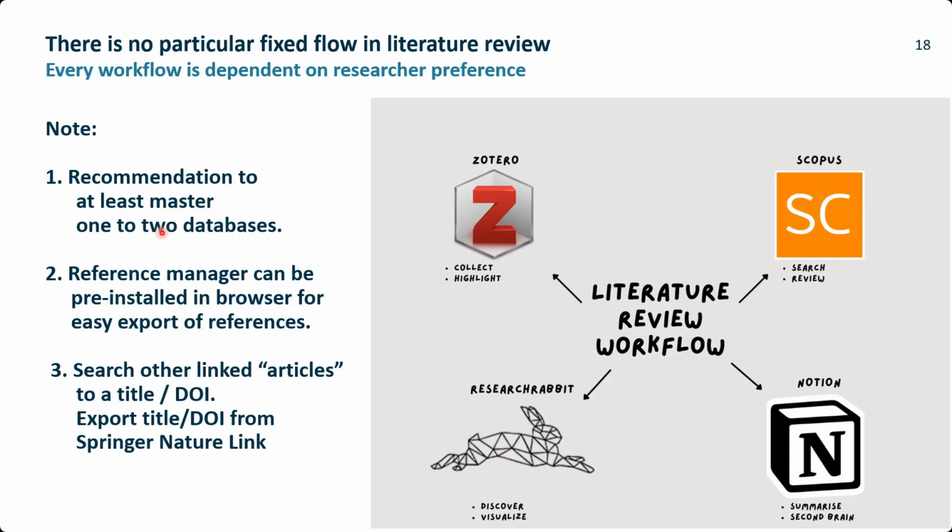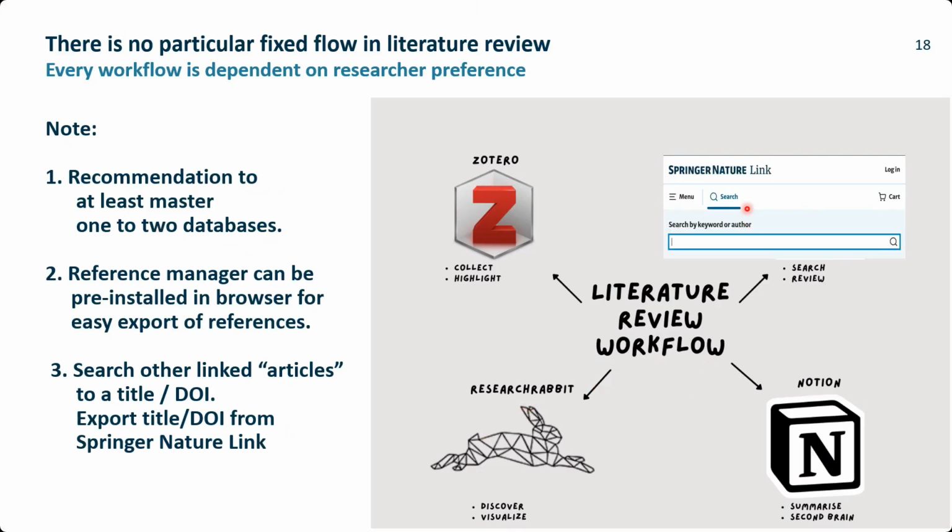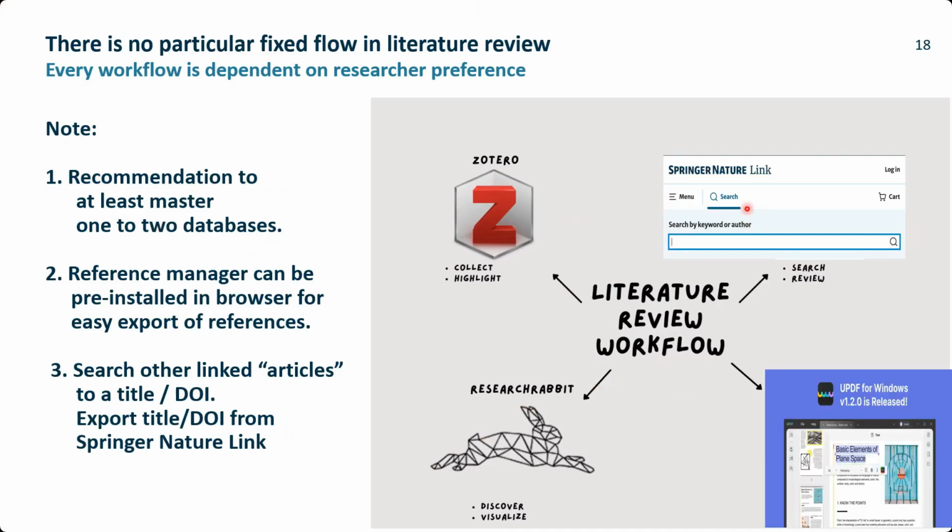And then install a reference manager. Find a reference manager that works best. For us, it's Zotero. And also use AI if you like, Research Rabbit, to find any other articles that are relevant. So I will put Springer Nature here because, again, Scopus is not really necessary. And I will put UPDF here. So this is, for me, a quite adequate workflow. If you do all these four, it will make your literature review easy.